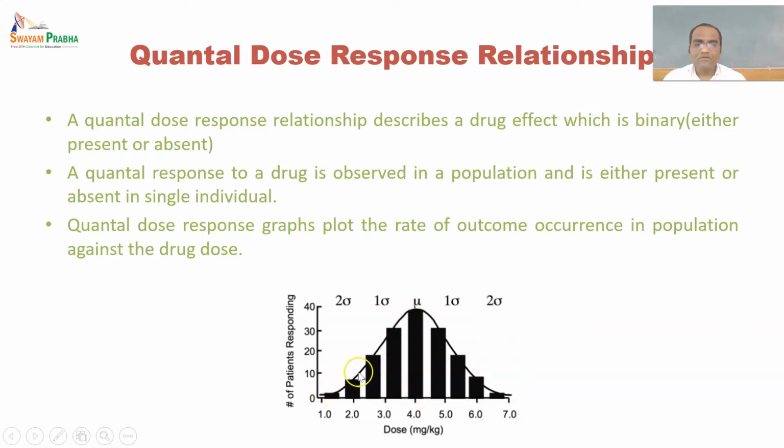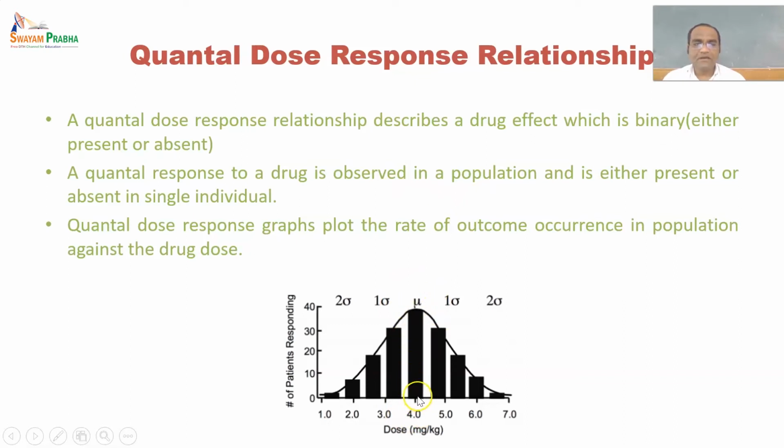But at lower concentration, the response is different for different individuals. As it has been said here, it may be either present or absent for a single individual. So all individuals will not show a response at this 0.1 dose. It has also been shown by this graph that at this particular dose all patients will not show a response, but at 4 there is maximum response.